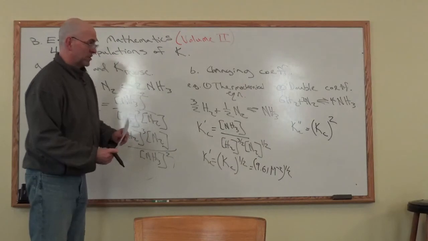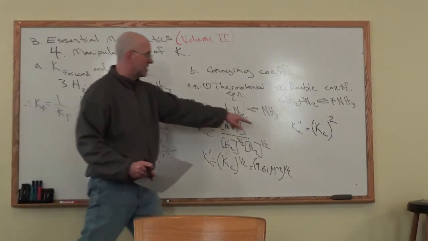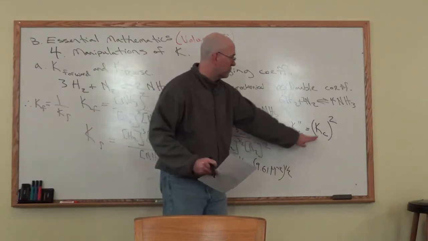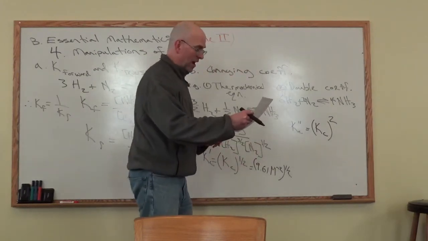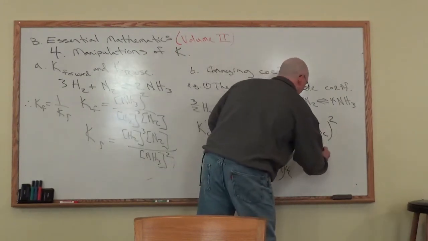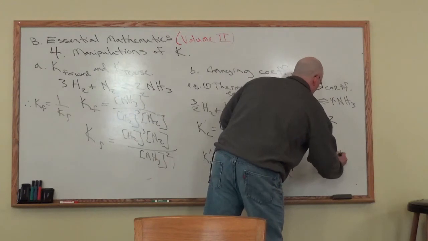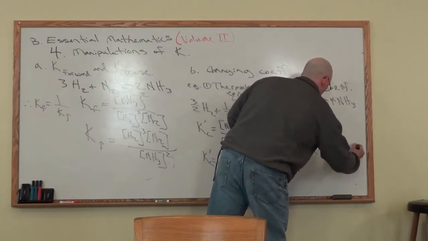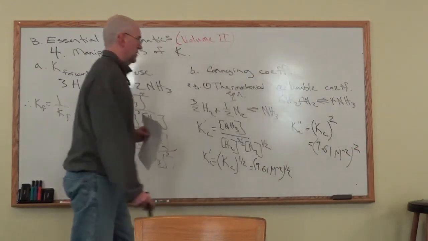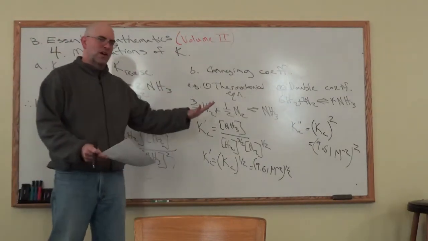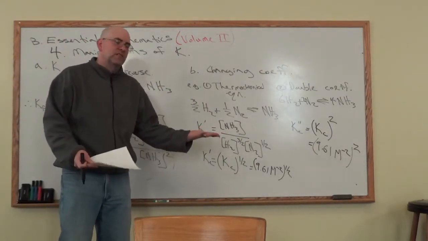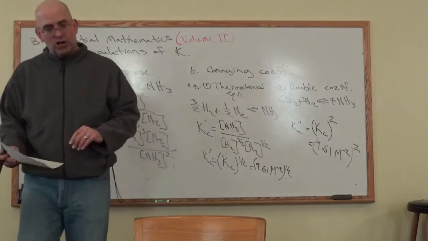We double the coefficients. I'm not going to write all that out. So in this case, this new equilibrium constant would be the original one taken to the squared power. So we would have to take 9.61 and then square it. Now that's just something we're not going to dwell on. There are some fairly easy problems to do in the book on that.